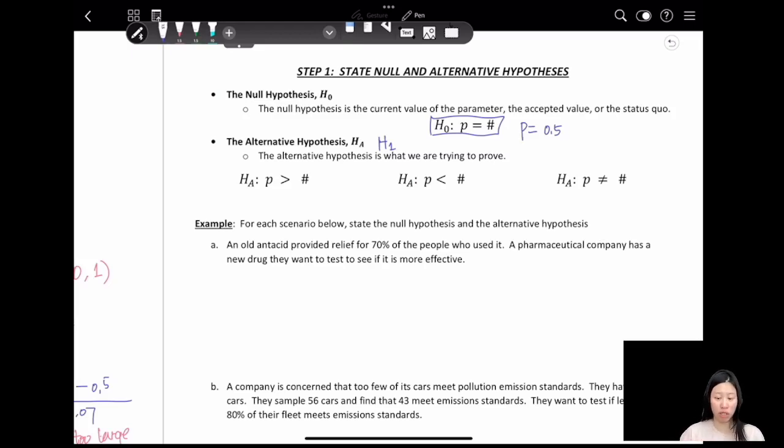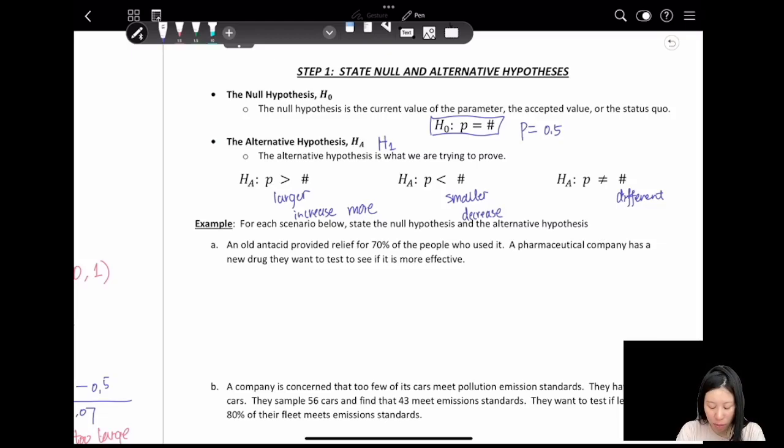We use greater than when you see keywords such as larger, increase, more than. For less than, we're trying to prove that our sample distribution is smaller than our assumption, or decrease, or less than. So what is not equal to? That means it's different from what we are trying to prove. Those are the keywords. So now here are the examples.